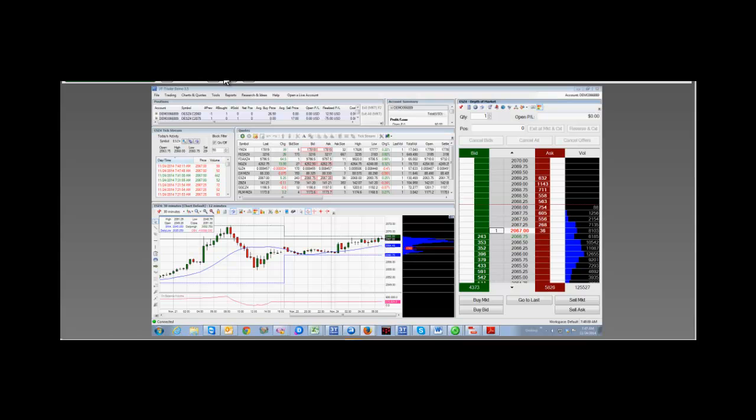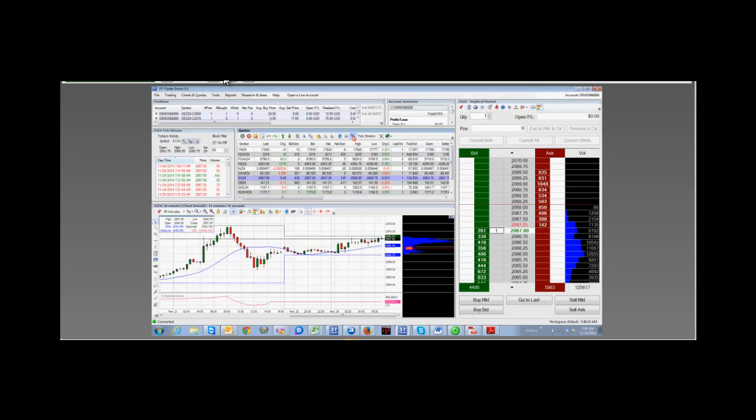So first thing I'm going to do is bring up my option chain, and we're just going to stick with the S&P. We've been doing a lot with the S&P options on these vertical call spreads, so we'll just stick with the S&P.